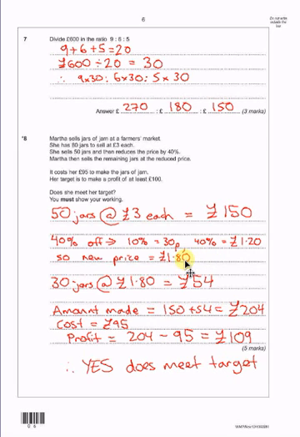A common mistake is that people find the percentage that comes off and then only use that as the new price, as opposed to taking it off. So the new price is actually £1.80. Now that new price is applied to the last 30 jars.